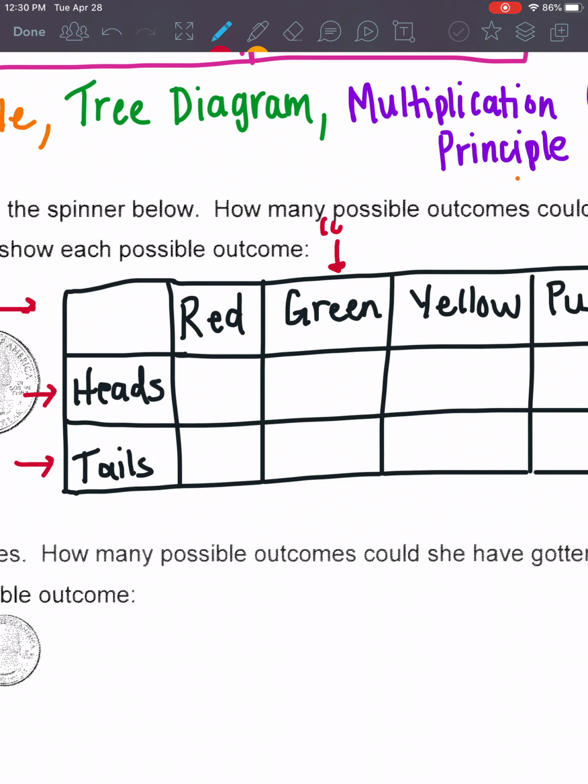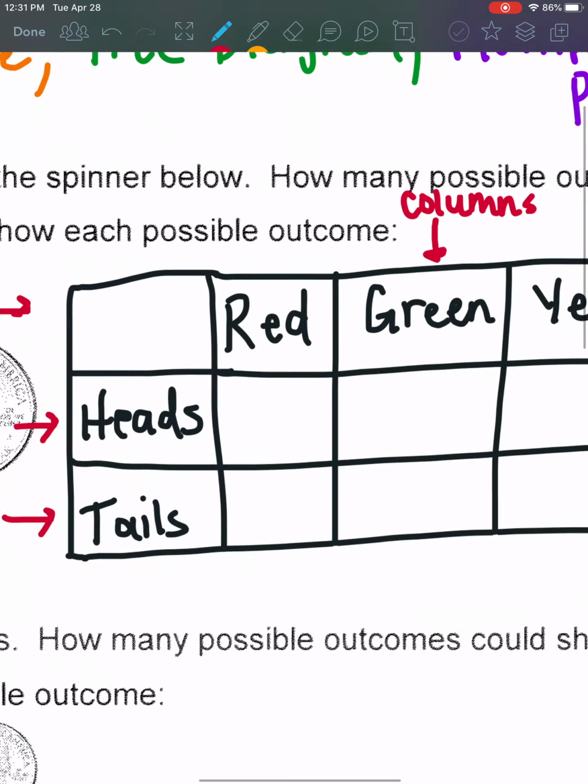All right. So the outcome of the spinner is listed in the columns. You'll really want to pay attention in the Pearson assignment because when it tells you to list out every single possible outcome, it'll tell you to put either the columns first or the rows first. So be careful with that.